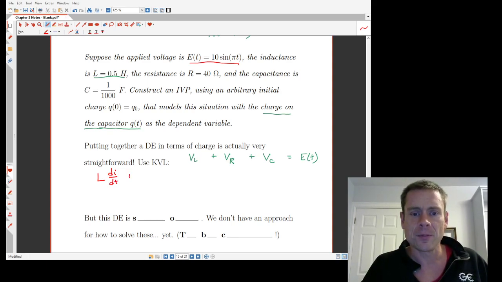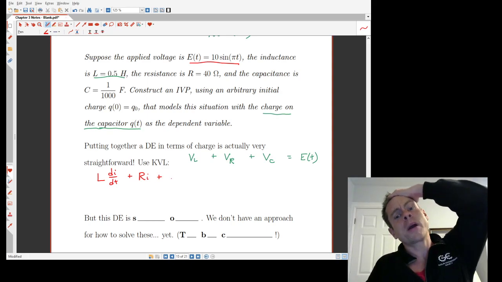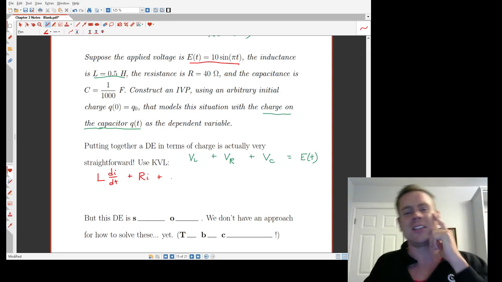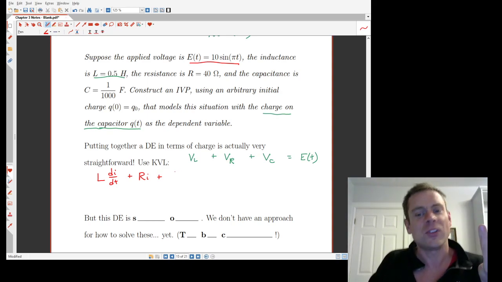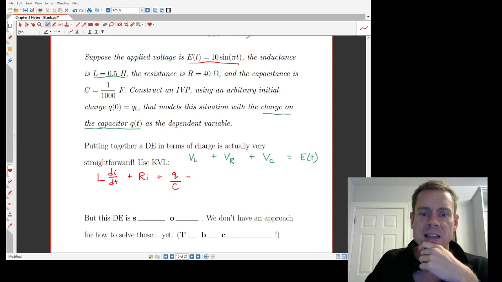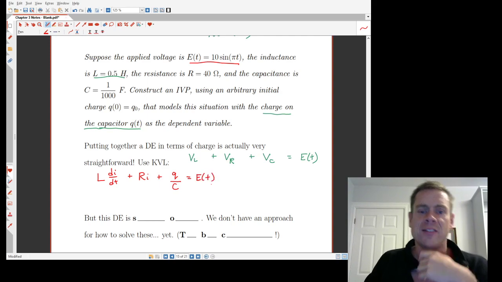The R was R times I. Vc. Okay, we're working with the charge Q of t as the dependent variable, so I'm going to use the formula for Vc that uses exactly the charge. So that's Q over C. E of t is on the right.